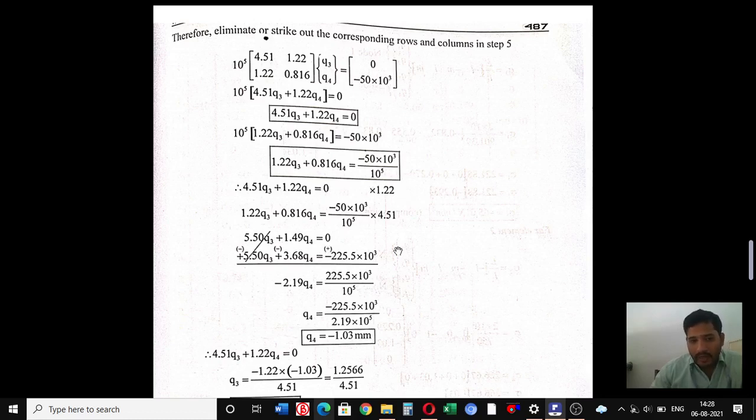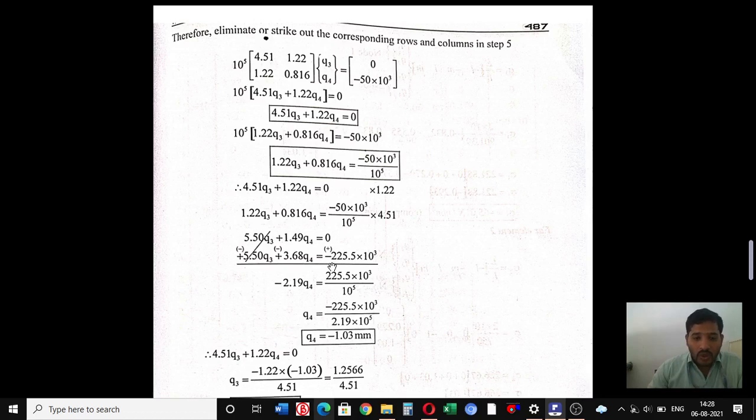Clear? Then again 4.51, only 4.51, is it right? You have to multiply 4.51 into 1.22, it becomes 5.50 Q3, plus 4.51 into 0.816, it becomes 3.68 Q4, equal to, if you divide 50 into the power of 3 by 10 power of 5 into 4.5, then you will get the answer, minus 225.5 into the power of 3.